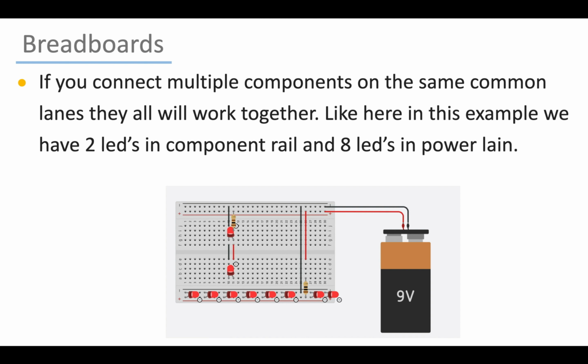Like here in this example, we have 2 LEDs in the component rail and 8 LEDs in the power lane and only one power supply at the upper power lane. But they all are glowing at the same time. So this is how the breadboards expand our circuits. And if you are confused with these breadboards, then you don't need to worry about anything. You will get more and more comfortable with these when we work with them.